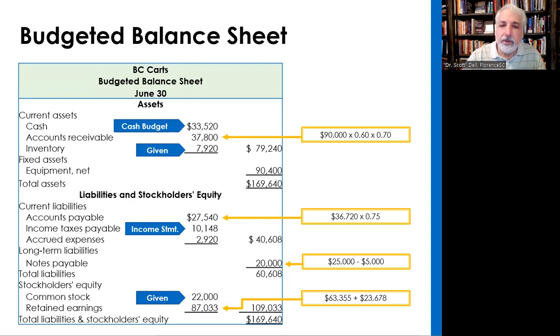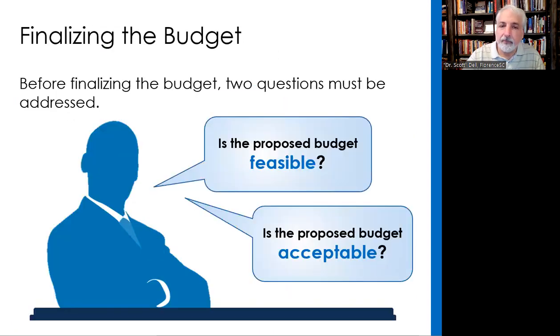We also have our budgeted balance sheet. And again, this is a monthly basis. We have our cash from our cash budget. We have our inventory, which came out. We have our income statement, income taxes payable. We have our equities. We have previous balances. These are all coming out of the budget or previous balance sheet that we had.